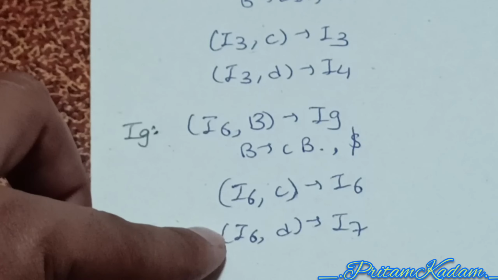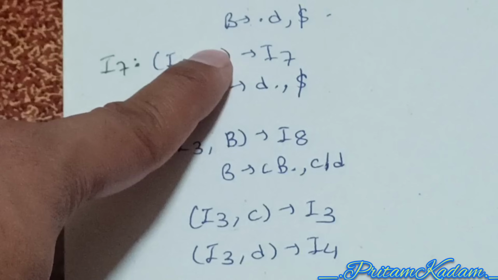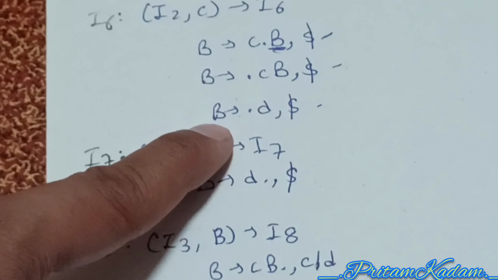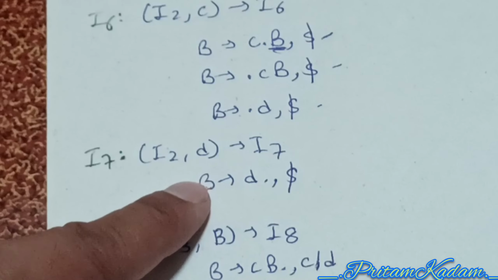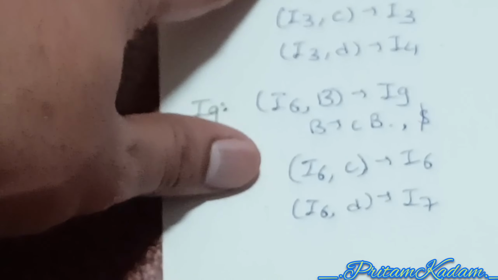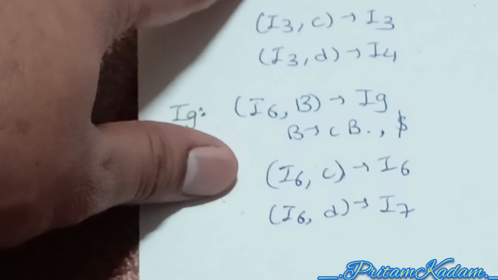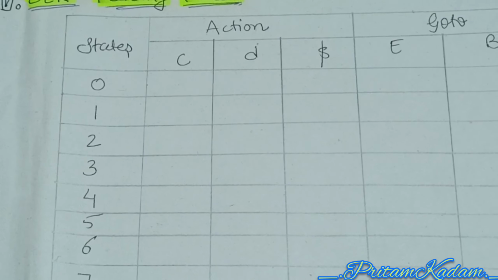Okay, now on passing C in the I6 state, I'll get the same state as this one, C dot B, and then afterwards I have to write the productions of B with the look ahead dollar. And I6 on D gave me the I7 state. Okay, so now let us start entering the values in the table.